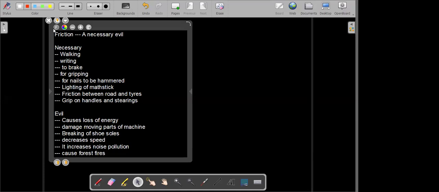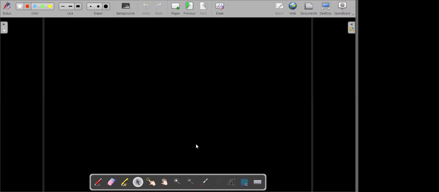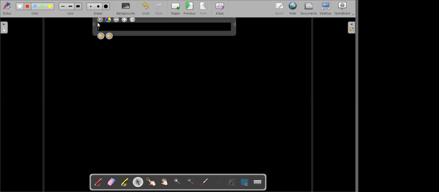All right. So these are different things which we have studied about friction. Friction can be a necessity, and it can also be an evil. Now today we move on further to fluid friction. So the next topic is fluid friction.